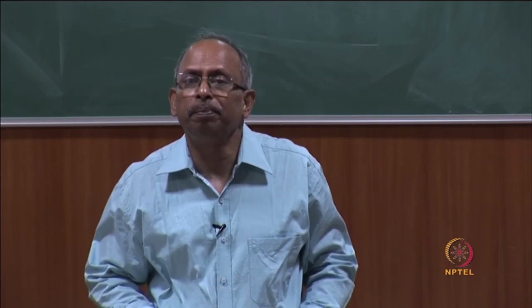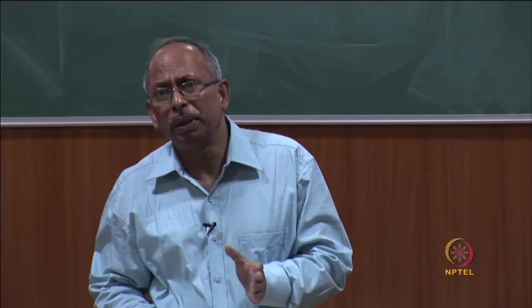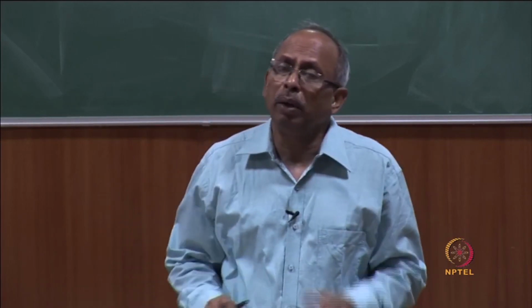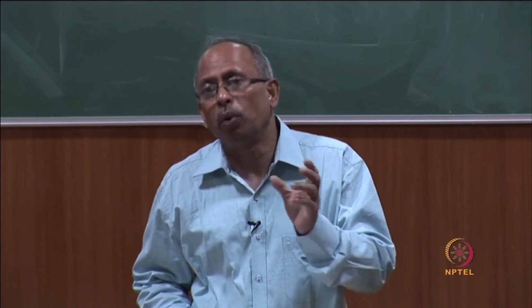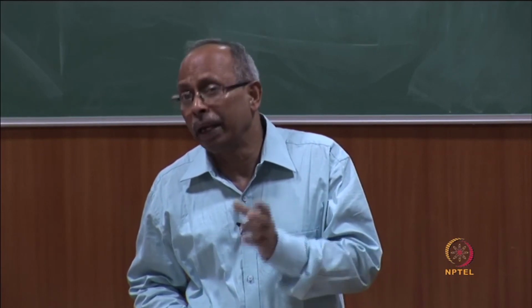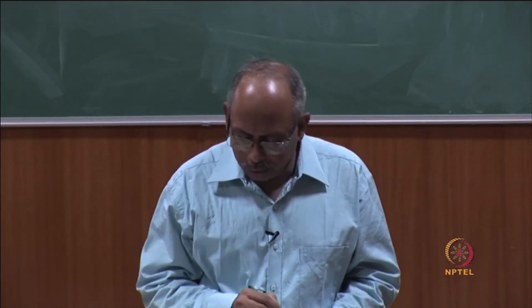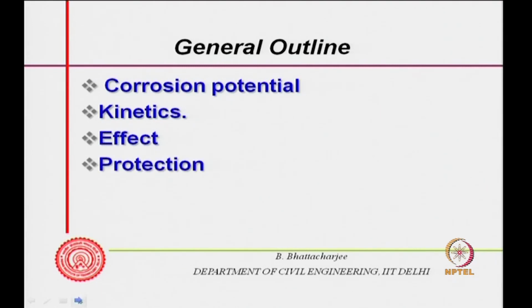So, we looked into carbonation and chloride and initiation of corrosion, that is depassivation by these two agents, in the last lecture. Also, in the beginning, in the lecture before the last, we looked into an introduction to corrosion. We also explained that it is actually an electrochemical process. So, we will follow up from there with more about corrosion today. We will look at corrosion potential, because it is an electrochemical process, and we will look at kinetics, effect and protection.